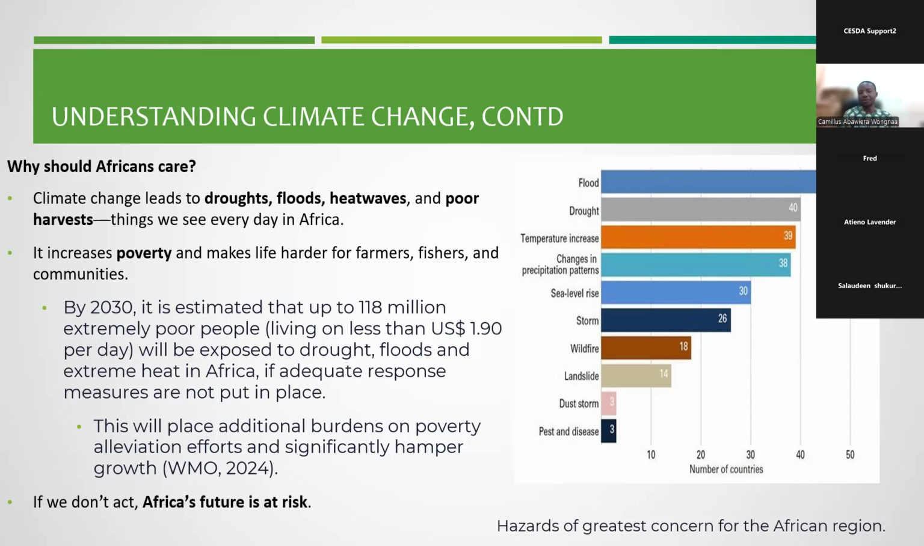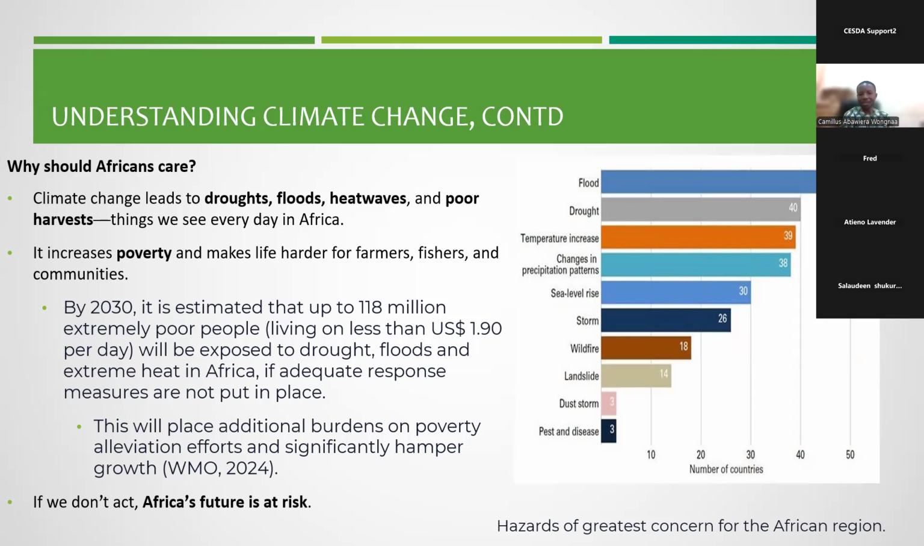We have about 40 countries experiencing drought. We have about 39 countries experiencing extreme temperature. Temperatures are getting so high that sometimes even when you put water in a water tank, you go to the tap, you want to get some water, and you see that the water is very warm.